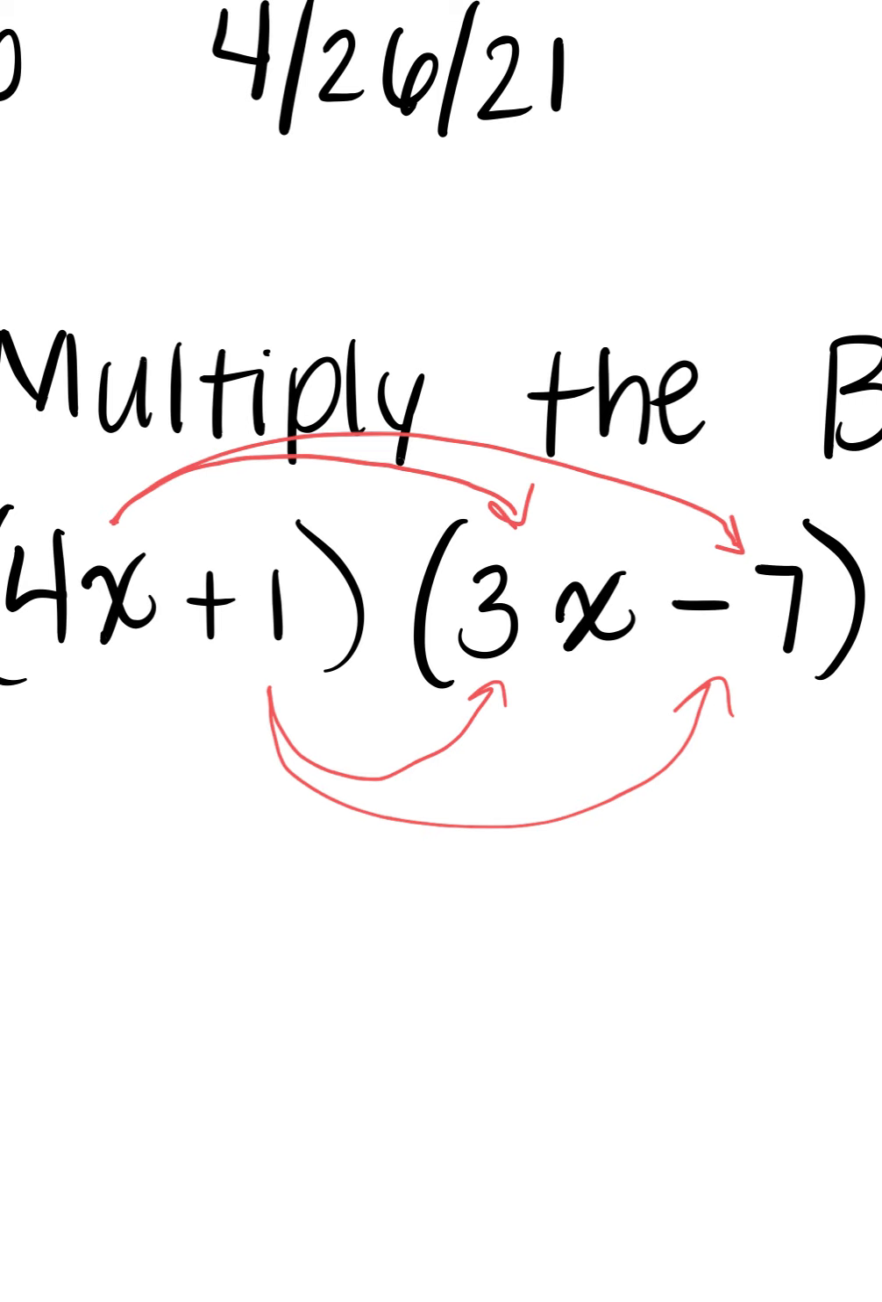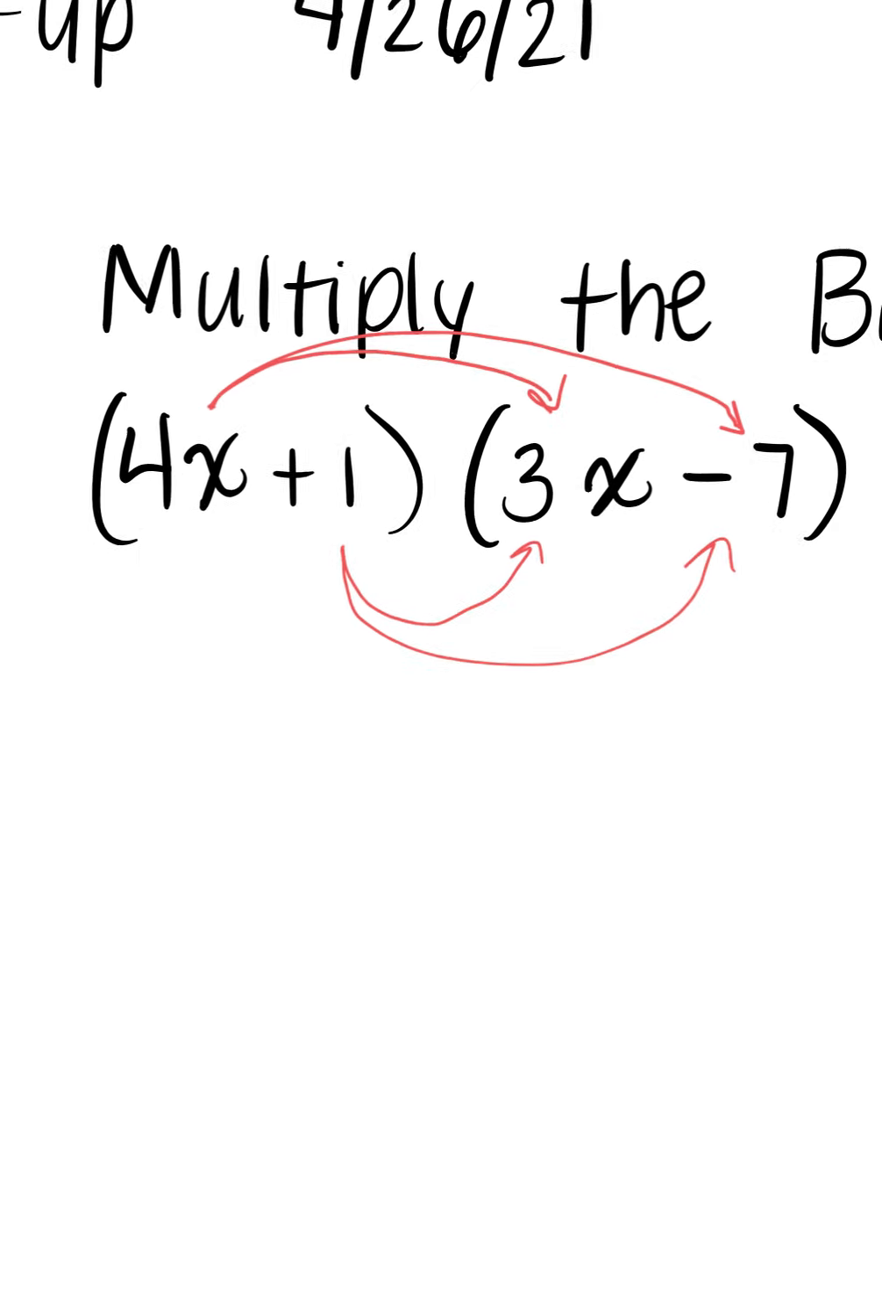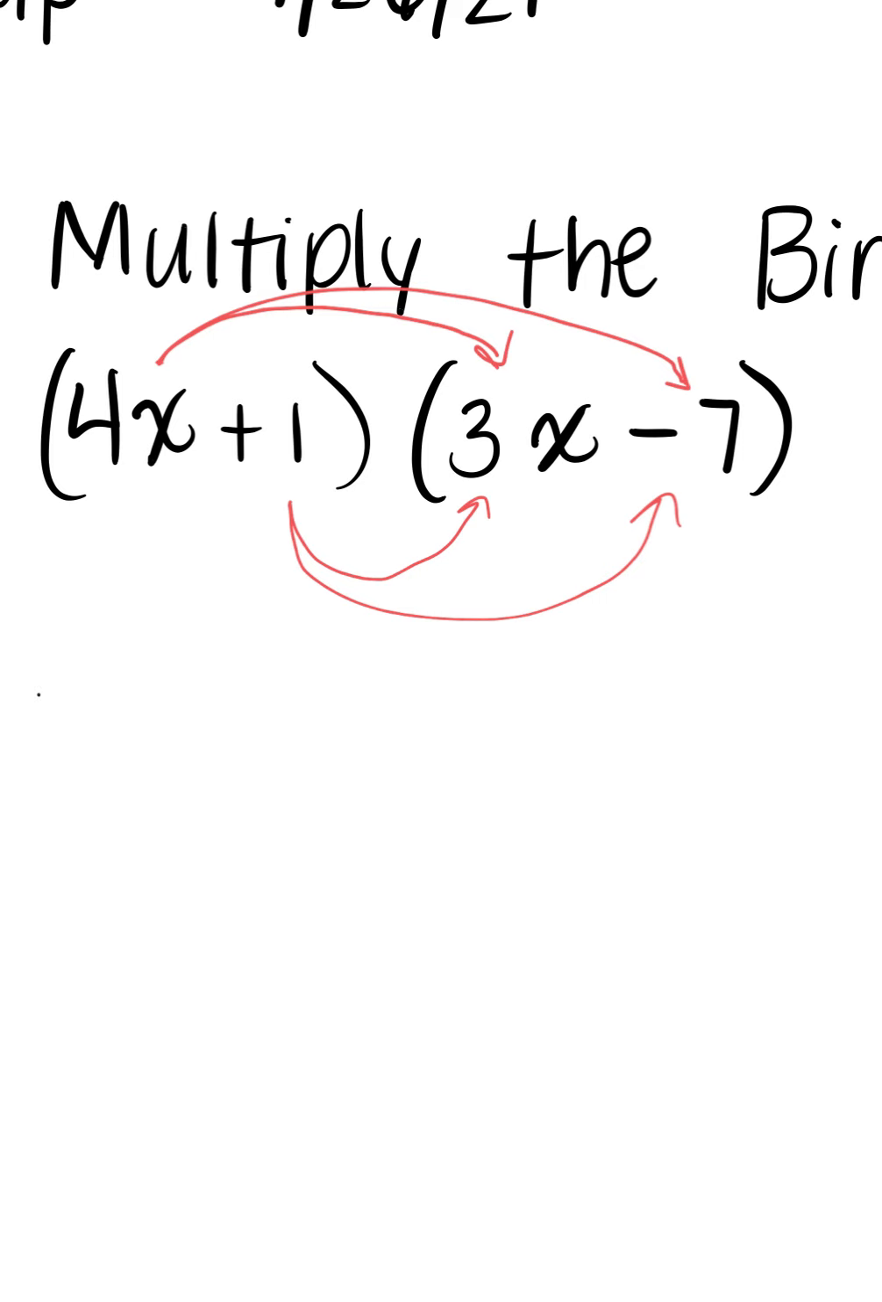The last two terms. The last one on the left is the 1. The last one on the right is the negative 7. Okay? All right, let's multiply these out. The 4x times 3x. Janessa, what am I going to get there? 12x squared. Good. Plus, 4x also gets multiplied by what? Giancarlo. Negative 7. Good.